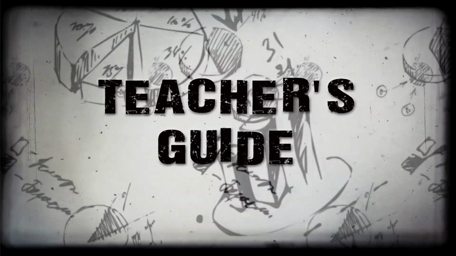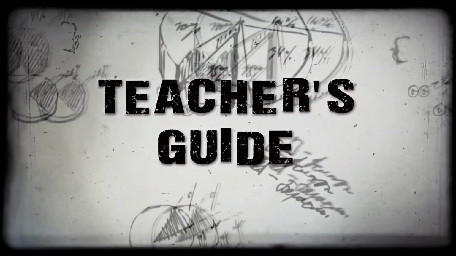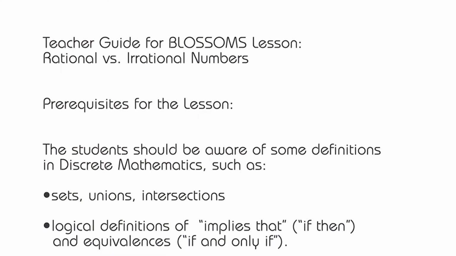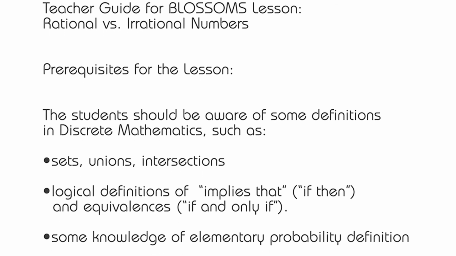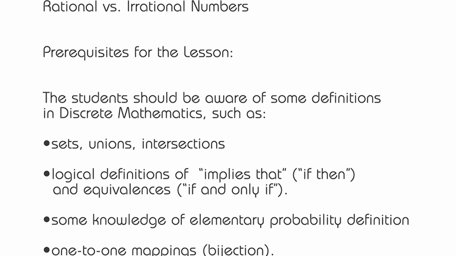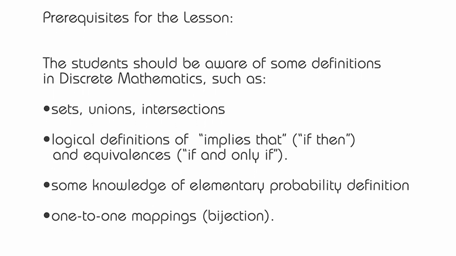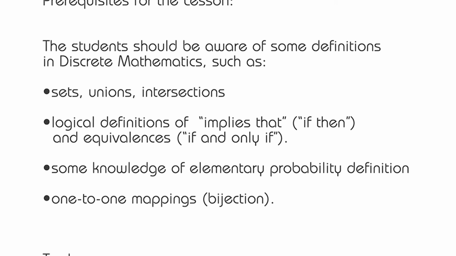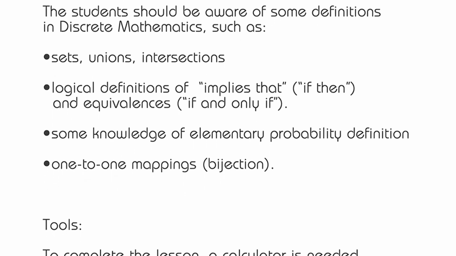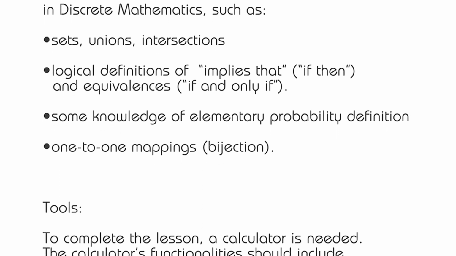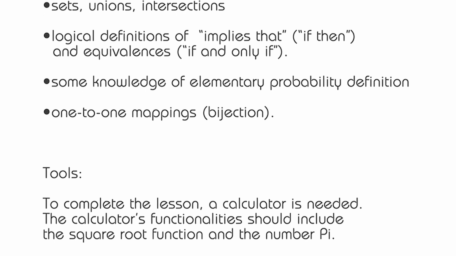Teacher's Guide for Blossom's Lesson, Rational versus Irrational Numbers. Prerequisites for the lesson. The students should be aware of some definitions in discrete mathematics such as sets, unions, intersections, logical definitions of implies that, or if-then, and equivalences, if and only if, some knowledge of elementary probability definition, and one-to-one mappings or bijections.